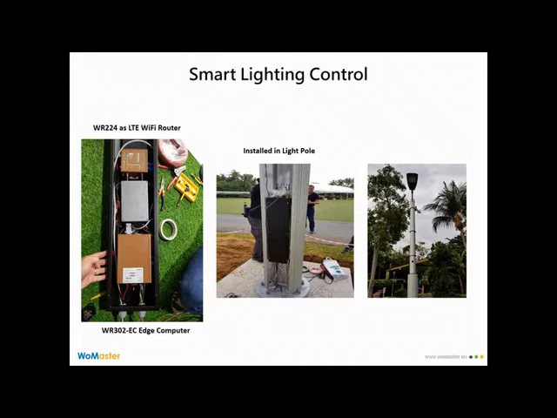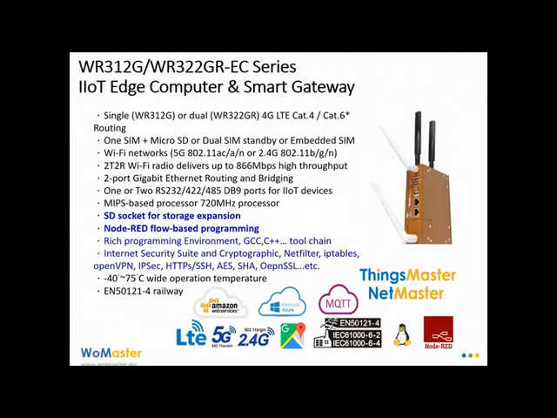Here, let's have a quick introduction to the WR322GR-EC. As you can see, we have a lot of combinations for your selection: single radio or dual radio, for Cat 4 or Cat 6. For the SIM card, you can choose one SIM card with micro SD, dual SIM card, or eSIM. For Wi-Fi, you can also select 5G 11AC or 2.4G BGN to receive the Wi-Fi radio, with speed up to 866 Mbps. There are two Gigabit Ethernet ports, with routing and bridge mode.